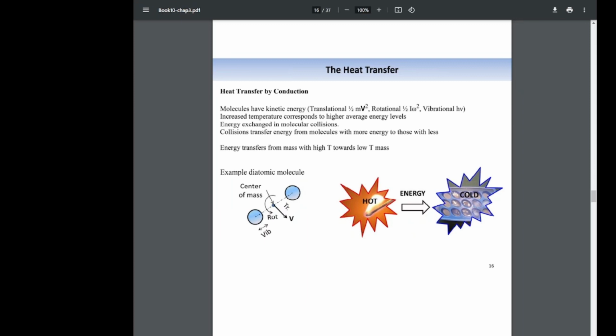Increased temperature corresponds to higher energy levels. So at higher temperature, you have higher energy in the different forms. Energy is exchanged between molecules through their collisions, and collisions transfer energy from molecules with more energy to those with less. What do we see it as? Basically, high temperature toward a lower temperature mass. So hot will exchange energy to a lower temperature mass through these collisions.